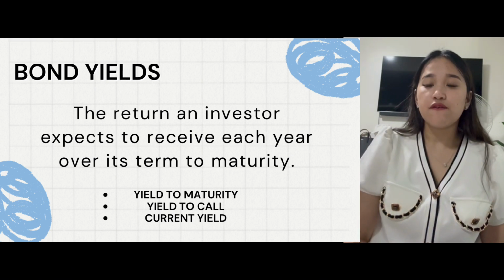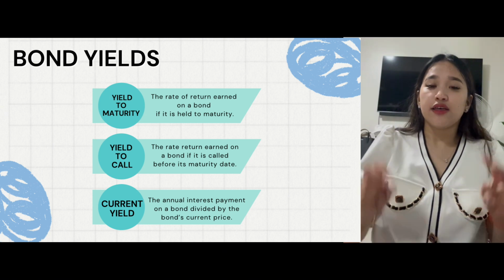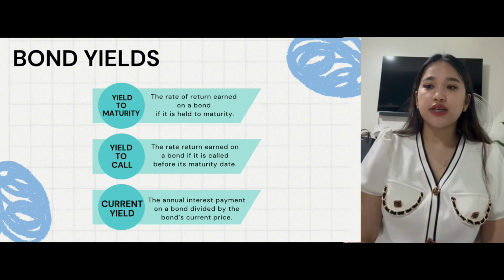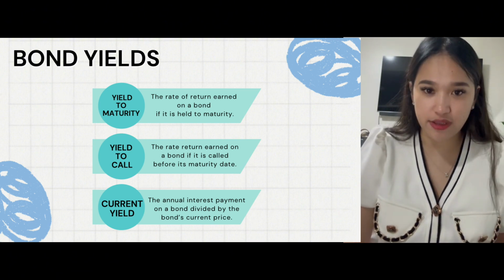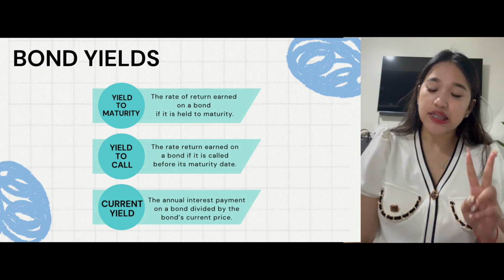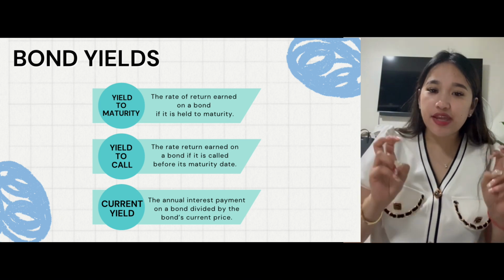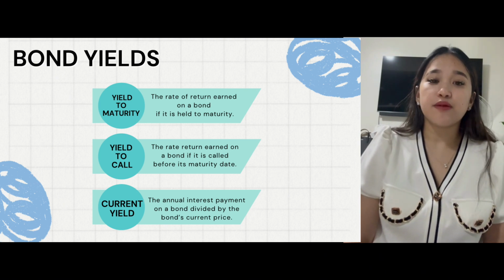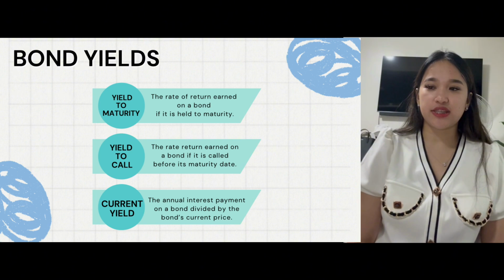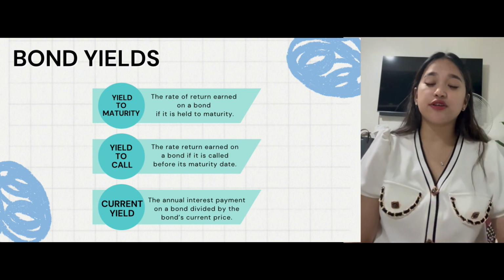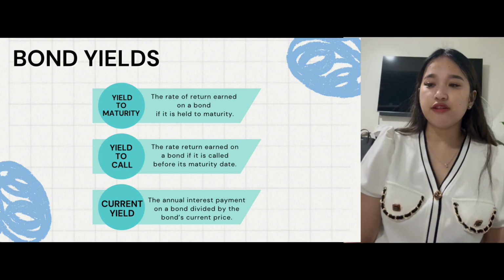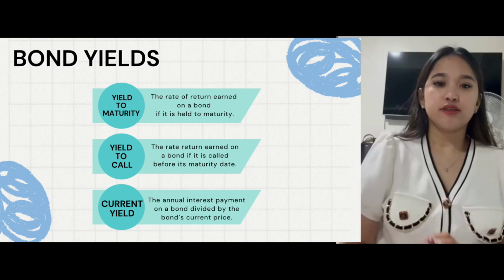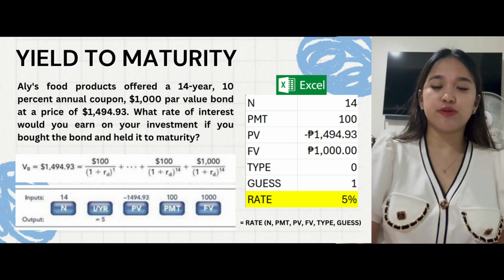The yield to maturity is the rate of return earned on a bond if it is held to maturity. The second one, the yield to call, is the rate of return earned on a bond if it is called before its maturity date. And the third one, the current yield, is the annual interest payment on a bond divided by the bond's current price. So now we'll be discussing the yield to maturity.